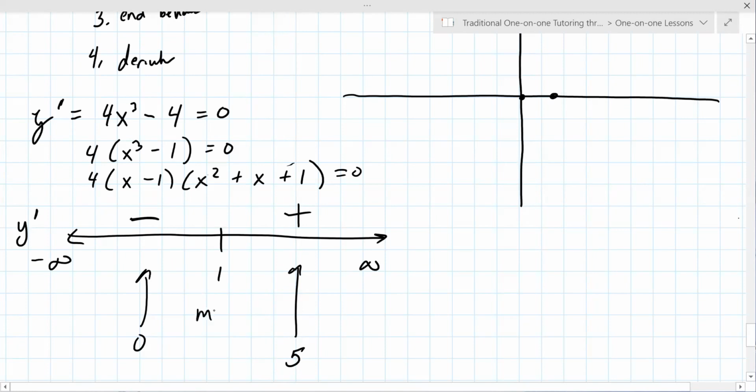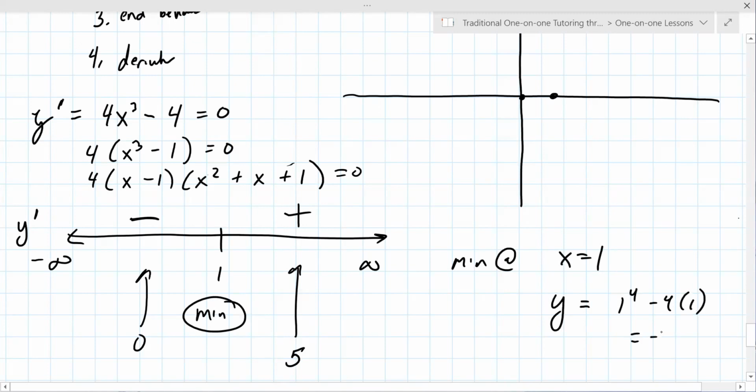So this is a min at x equals 1. To get the y value, you have to go back to the original, which is 1 to the 4th minus 4 times 1. That's -3. So at 1, -3, that's a min. And you might even write that there so that you can help get that.